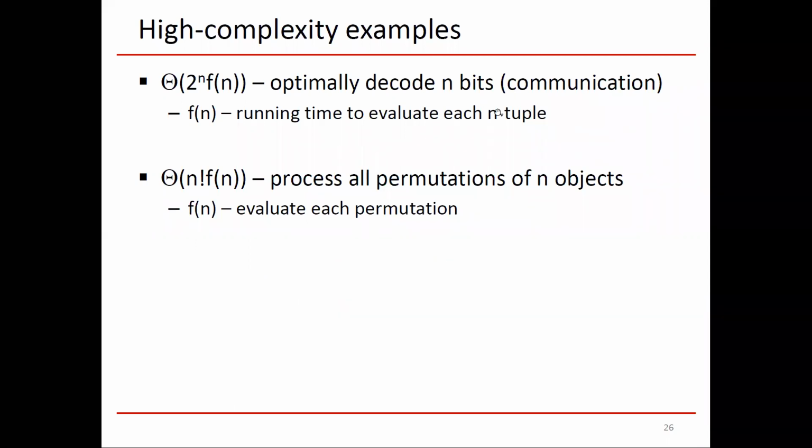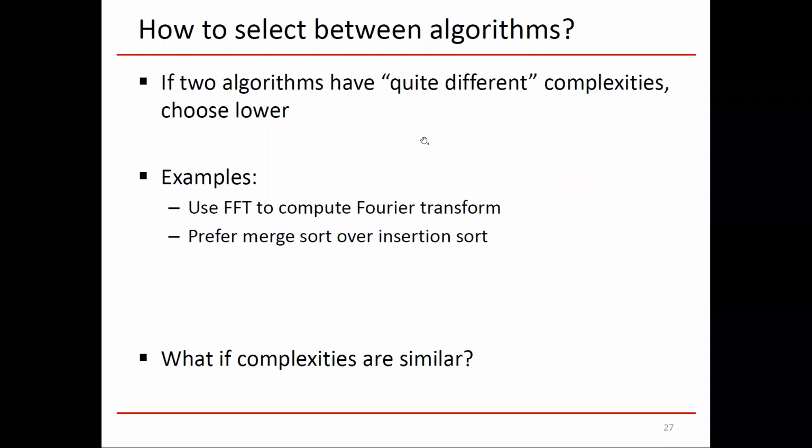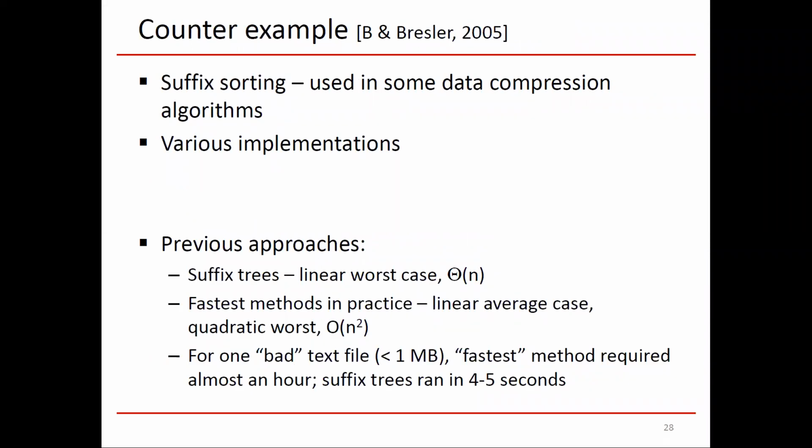So at this time you may think, hey, how do we select a better algorithm? Well, if two algorithms have a quite different complexity, we choose the lower one. This is obvious. If you can choose between the FFT and the standard discrete Fourier transform computation, you run the FFT, unless you happen to know that your problem size is always going to be very low. Or if you have a merge sort versus an insertion sort, you're going to choose the merge sort. But what if the complexities are similar? Are you going to choose the fast one, the slow one, or maybe it depends? So let me illustrate with a counterexample that shows that it depends.